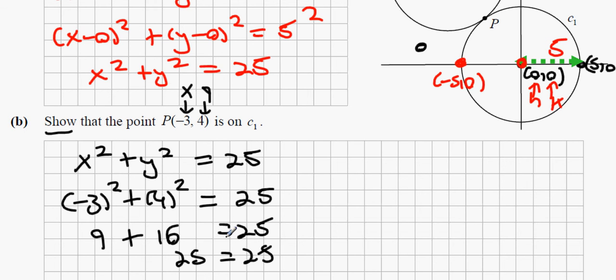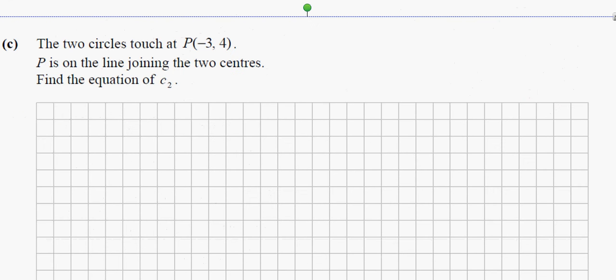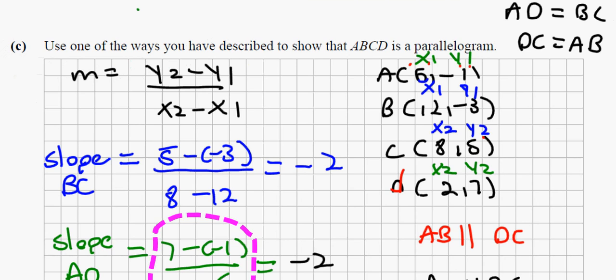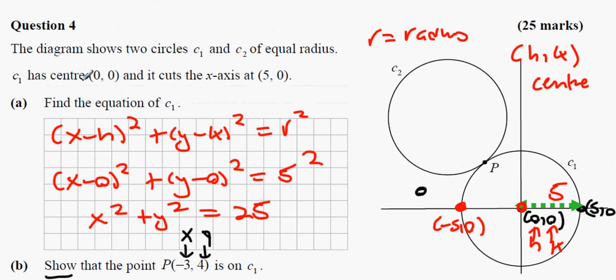Next question we're going to be asked now is the two circles touch at minus 3, 4. P is on the line joining the two circles. Find the equation of C2. So they touch at minus 3, 4. So let's go back to the diagram here. So this point here is minus 3, 4.